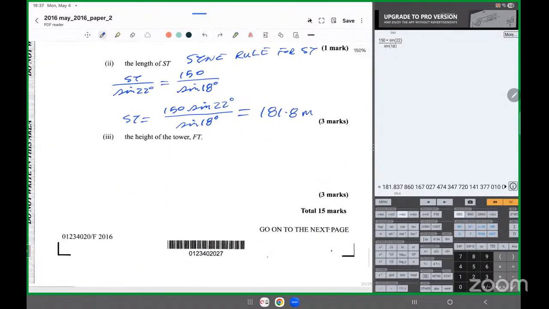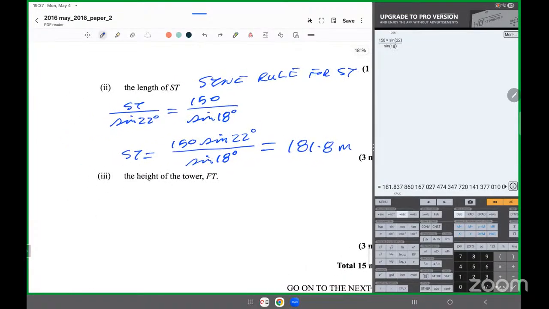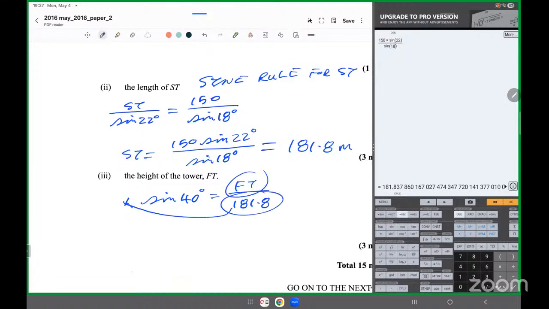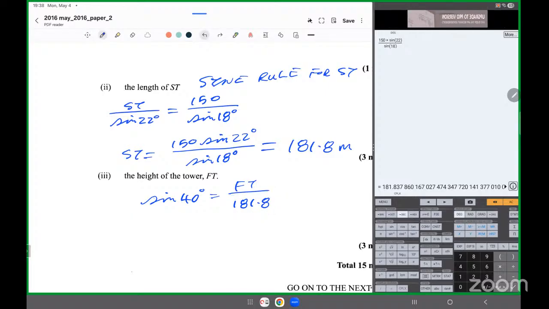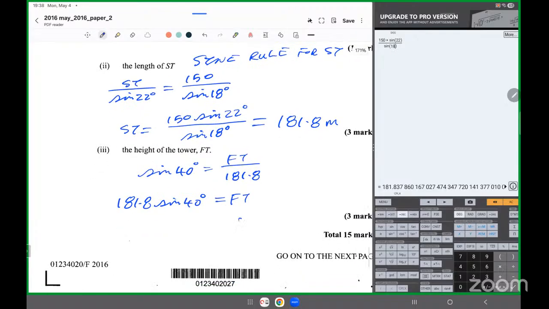Let's do it down here. So we're going to say sine of 40 degrees equals the height of the tower over the hypotenuse, 181.8. So I'm going to take 181.8 and multiply it up here, and that's going to be the height of the tower. So the height is going to be 181.8 times the sine of 40 degrees.